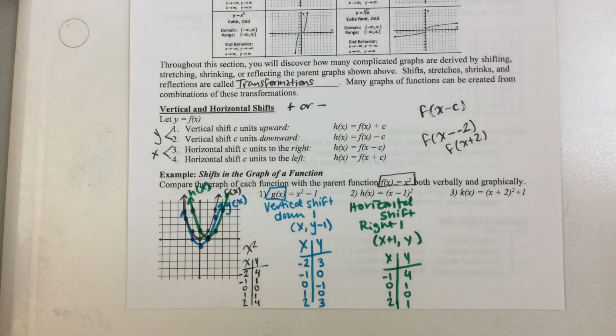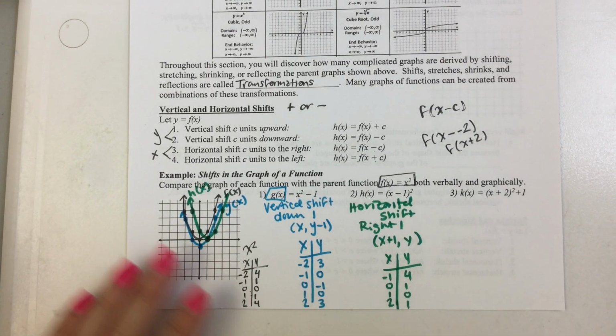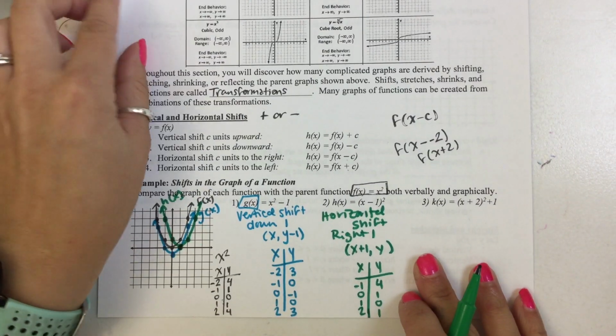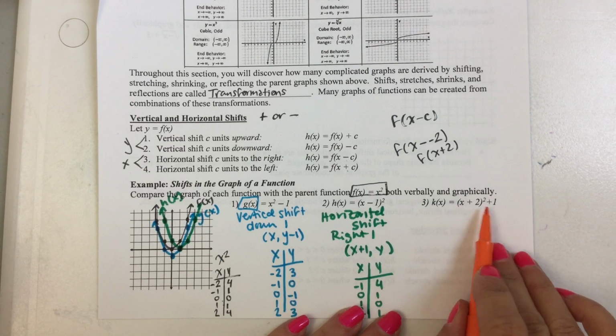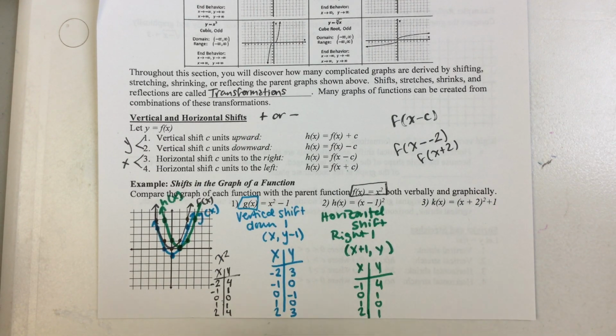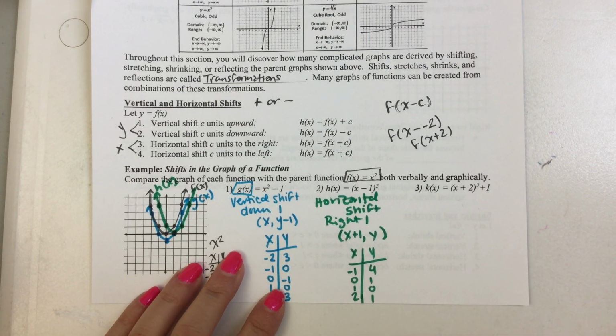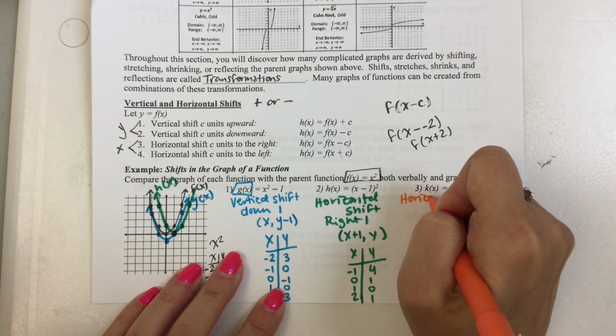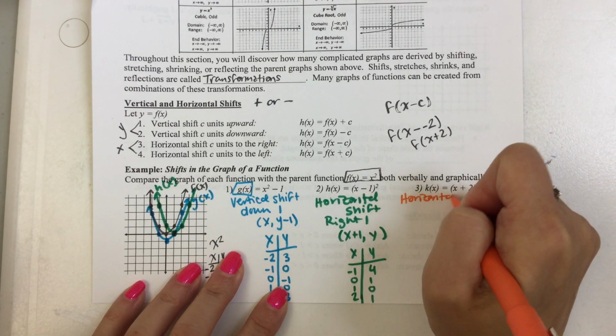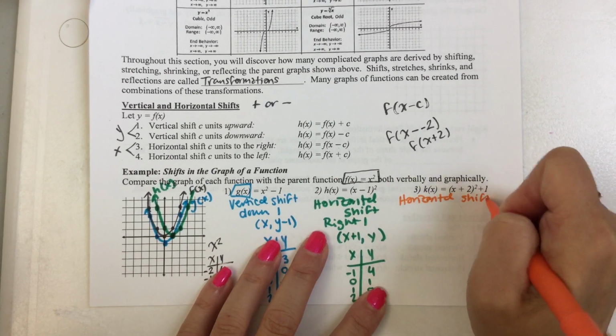Last one for transformation or translation shifts slides. Okay, this time we have both. We have a horizontal and we have a vertical. I'm adding in two different spots. Adding and subtracting represent shifts. In parentheses, it's horizontal. So I have a horizontal shift.